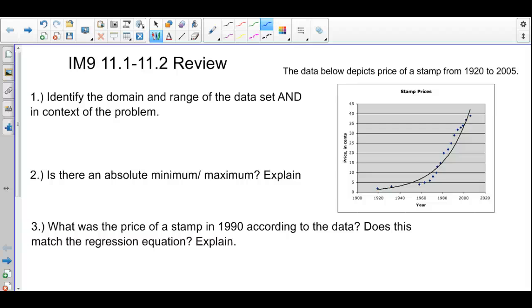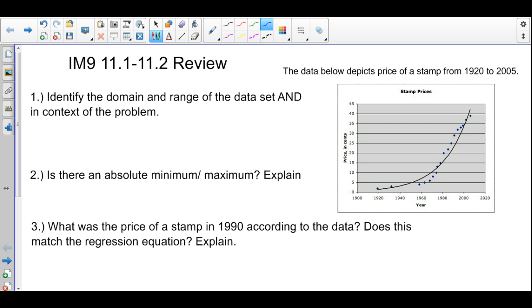Hi, what we're going to do is review section 11.1 and 11.2, which is really just analyzing a bunch of characteristics about graphs and different types of regressions. So between linear, exponential, and quadratic regressions, we're going to write equations and talk about domain, range, minimum, and maximum values, and then we'll make some predictions too.